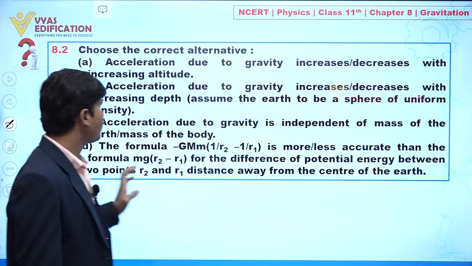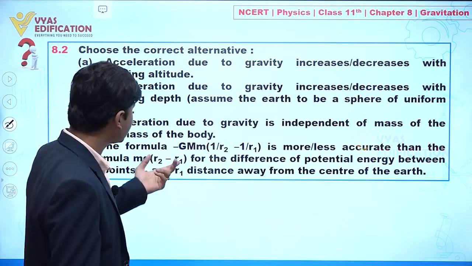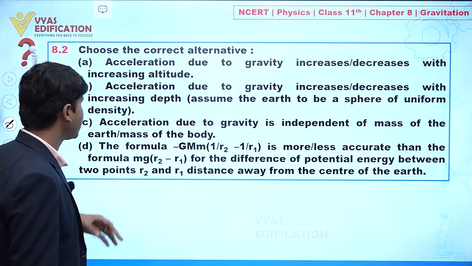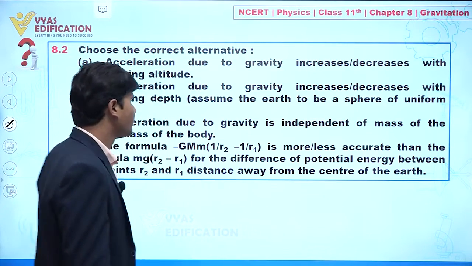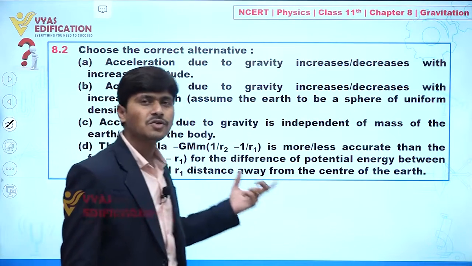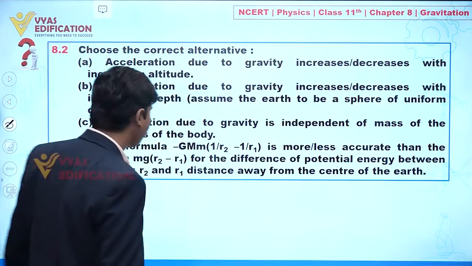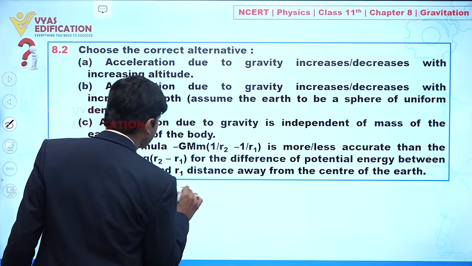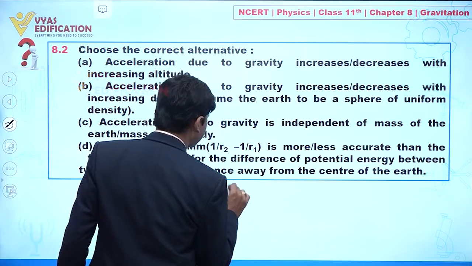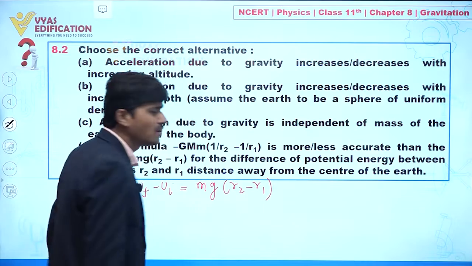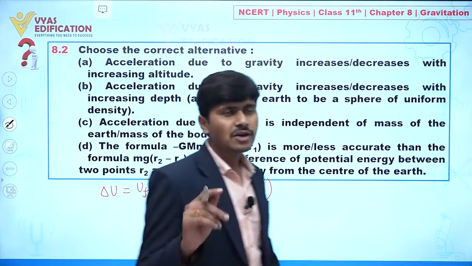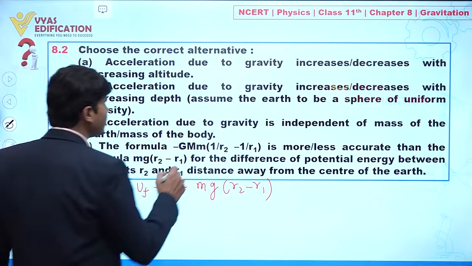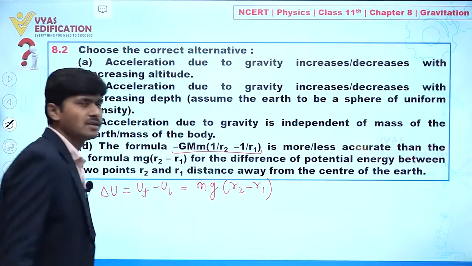Now we are going to discuss the last part of this question. According to this part, the formula minus GMm (1 upon r2 minus 1 upon r1) is more or less accurate than the formula mg(r2 minus r1). Actually, this formula is for change in potential energy. We know change in potential energy is U final minus U initial, which directly you can say is mg(r2 minus r1). But if you are talking about accuracy of a formula, I can say this formula is more accurate.